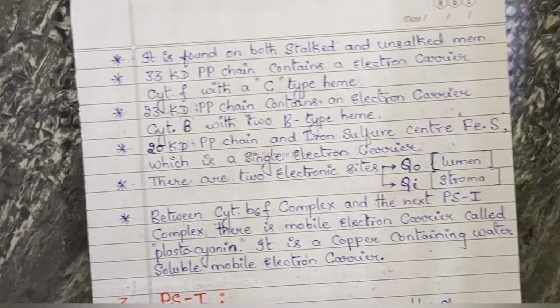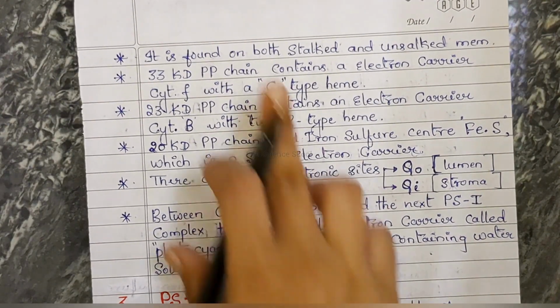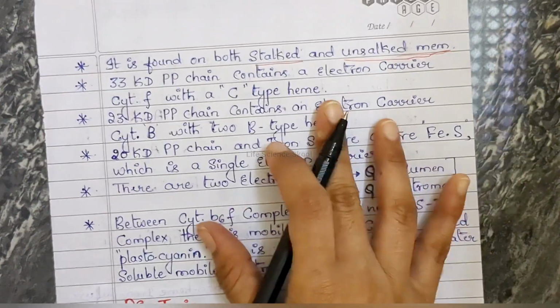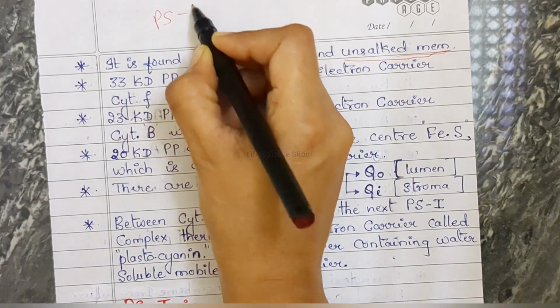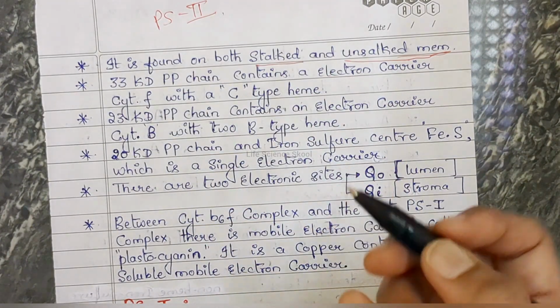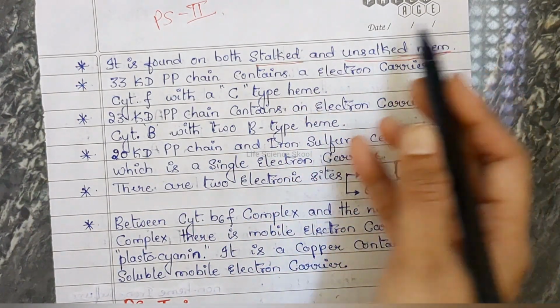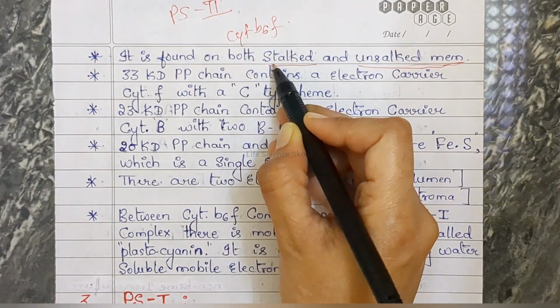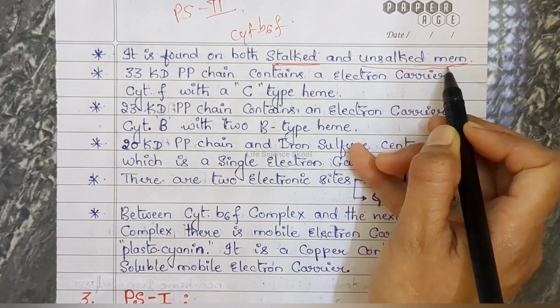Next, where is this cytochrome B6F found? It is found on both stacked and unstacked membranes. But PS2 is found in the stacked or appressed membrane, whereas cytochrome B6F is present on both stacked and unstacked membranes.